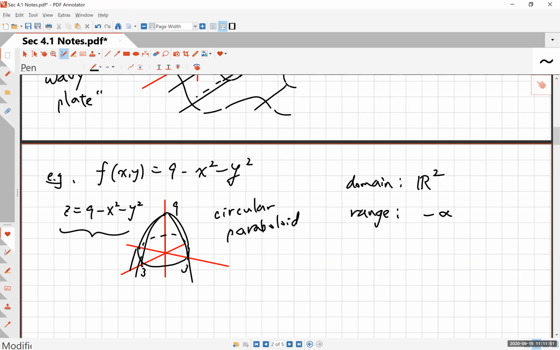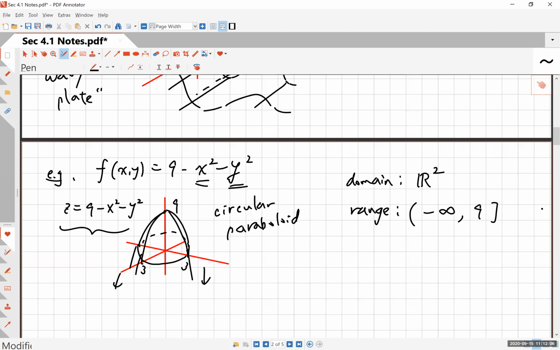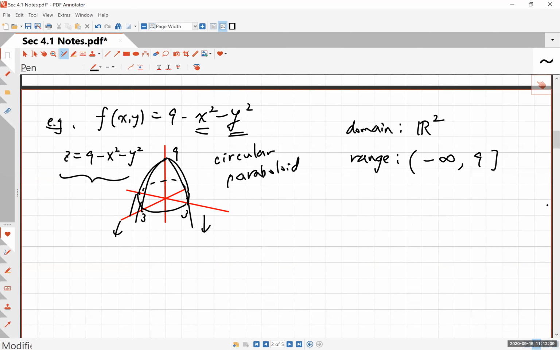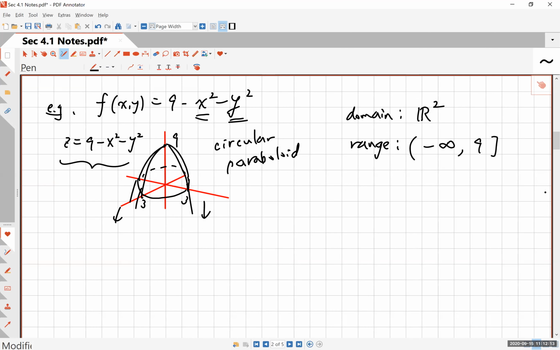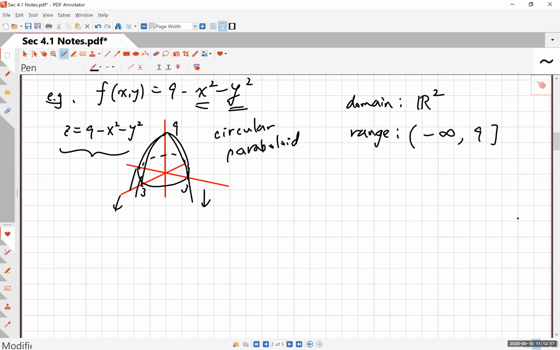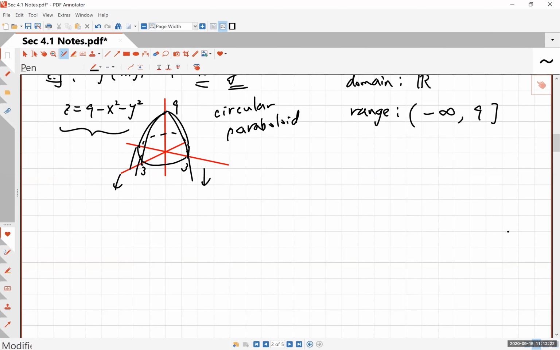It goes to negative infinity downward, right, as x and y become very large. But no matter what x and y are, it never goes above 9. And that's because x squared will be non-negative and y squared is always non-negative. And so that's the maximum it gets. And of course, you can say later that the absolute maximum value is 9 that occurs at the origin (0, 0). Okay, so this is the kind of thing, it's not too difficult, right? We will investigate these things more.